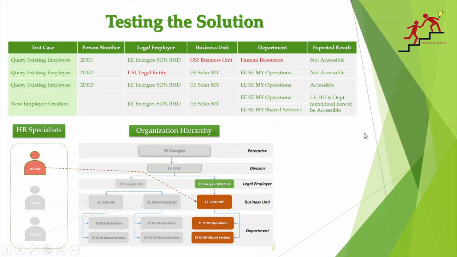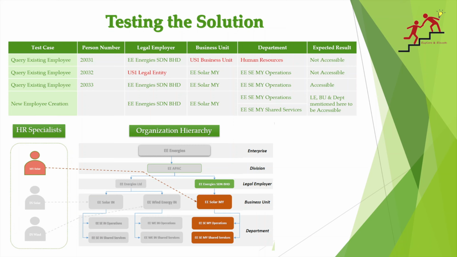Once all the configurations are done, the next step is testing, to make sure that it fulfills our requirement and is working as expected. For testing, we will log in as the MI Solar HR Specialist user and we will perform all these test cases that we are seeing in the table.